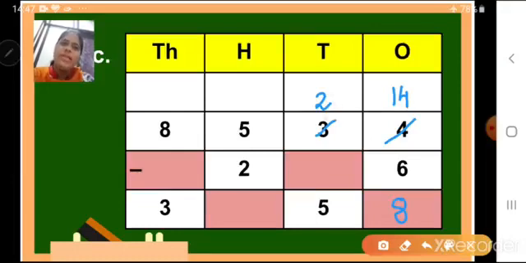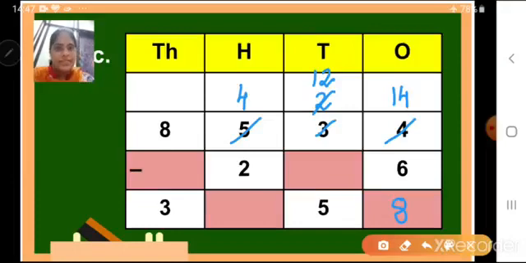Can we do 2 minus 5? No. Again it is not possible. That means it should not be number 2. Now we have to borrow from hundreds place. So let us borrow. 5 minus 1 will be 4 and 2 will become 12 because we borrowed from hundreds place. Now 12 minus 5 is possible.